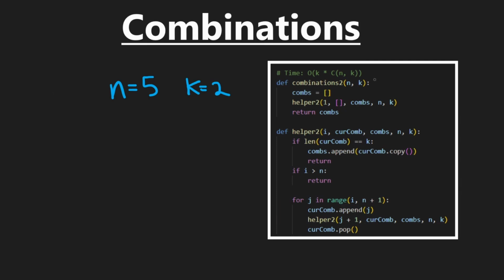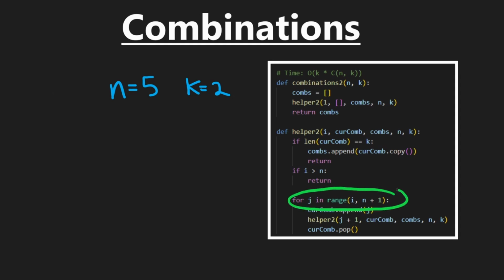But our combinations is set up the same. Our result is going to be a list of combinations. We're starting at number 1. Our current combination is initially empty. We're passing in the result that we're trying to build, and we're passing in n and k. The base case is that if our current combination is of length k, of length 2 in this case, then we're going to create a copy of the current combination and add it to the result and return. Otherwise, if we go out of bounds, similarly, we will return.